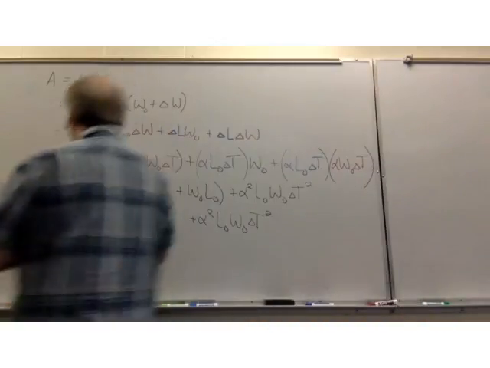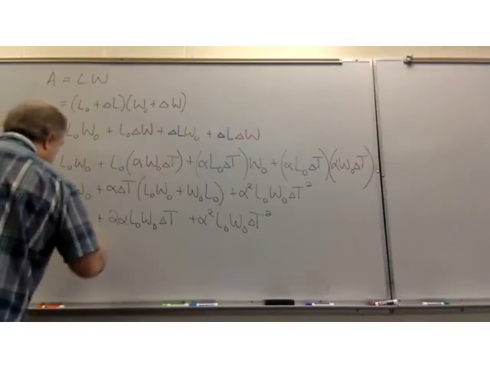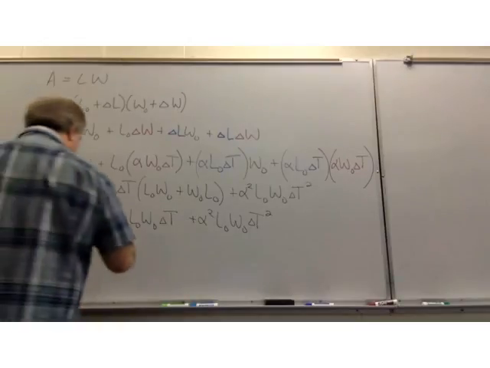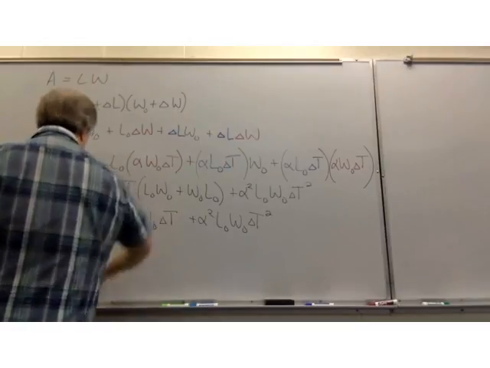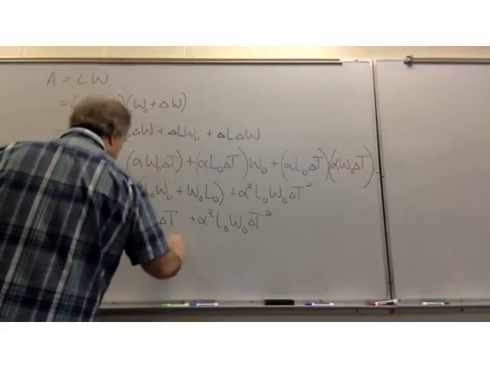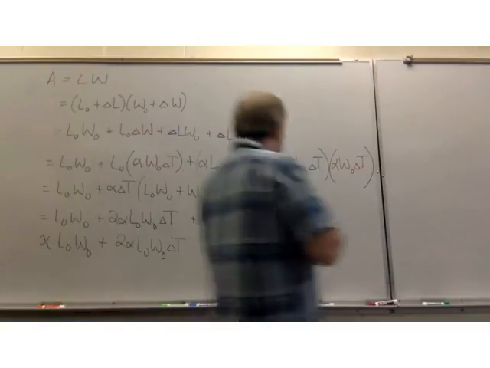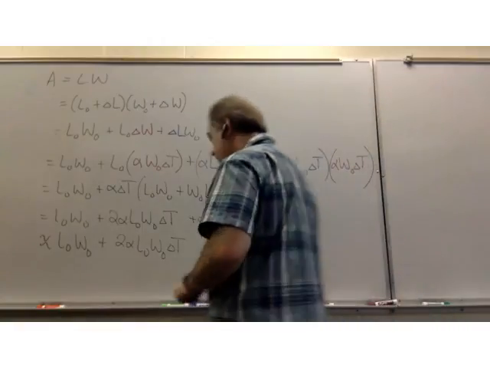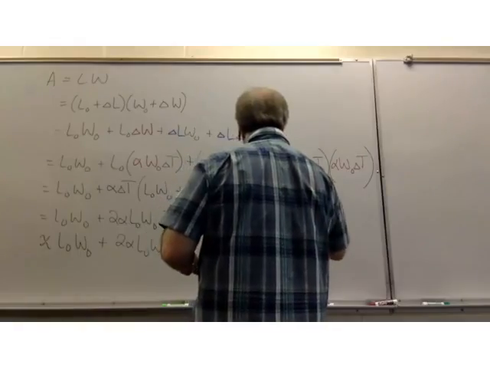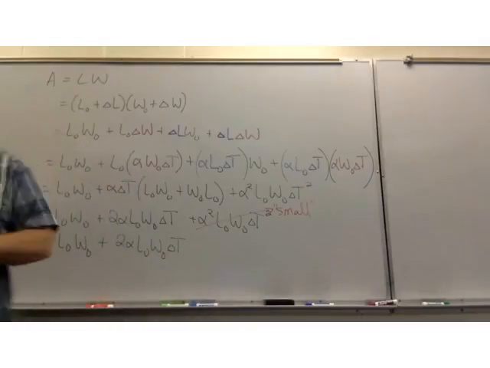And so as a practical matter, I can just ignore that, and we have L naught times W naught plus 2 alpha L naught W naught delta T. So that's approximately equal to there. Okay. And all I did was neglect that last term here, because it's small.